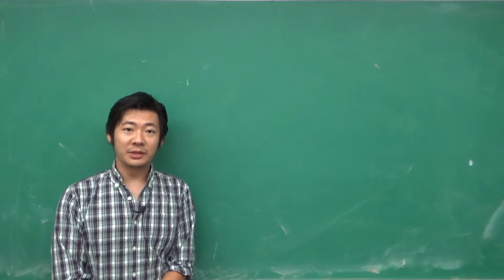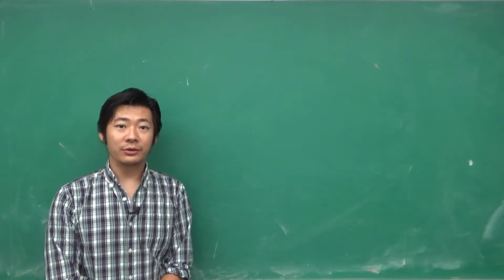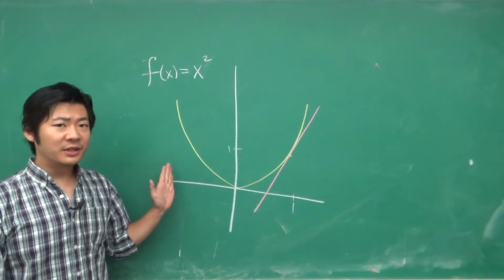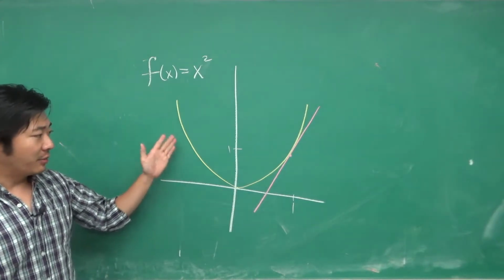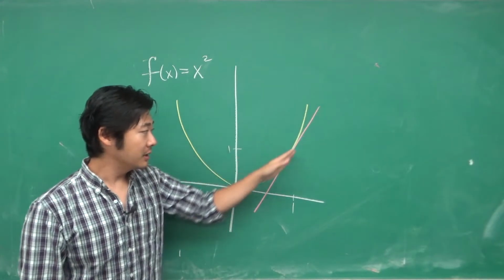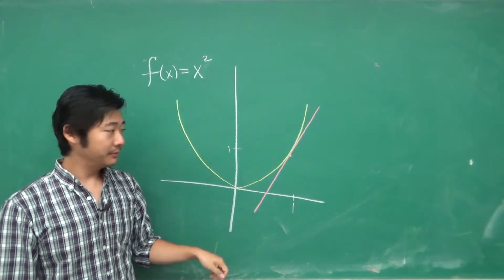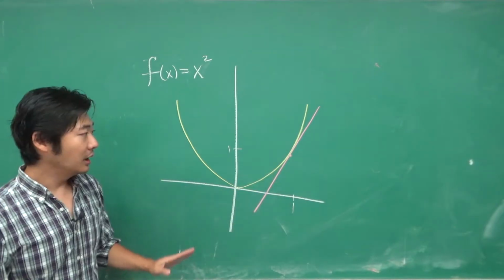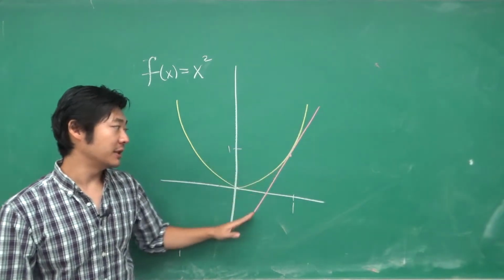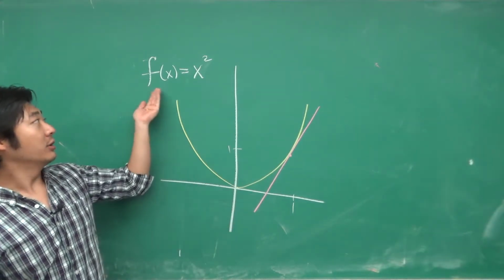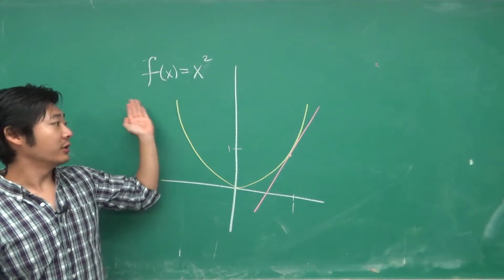In this video, we will talk about derivatives. So, first of all, suppose we are given this graph of a parabola, and this pink line is what's called the tangent line at x equals 1, and we want to know the equation for this tangent line, when we only know the equation for this parabola.